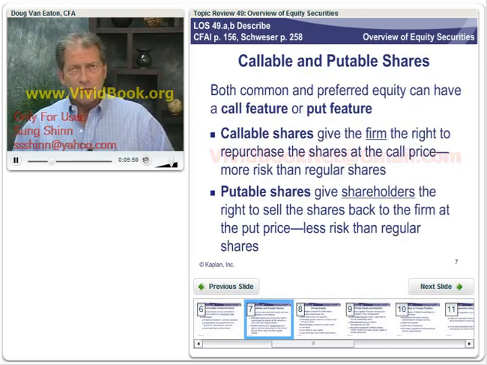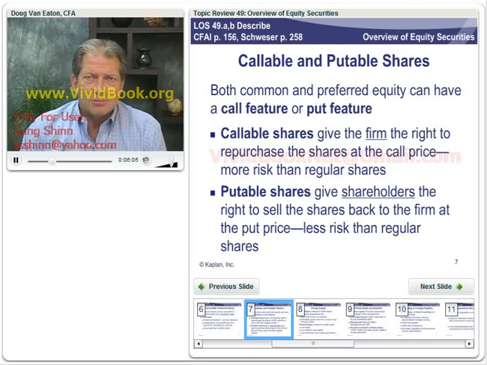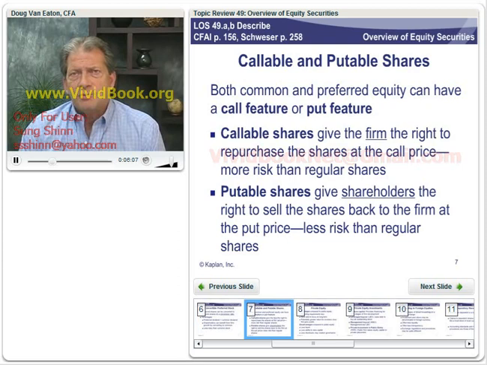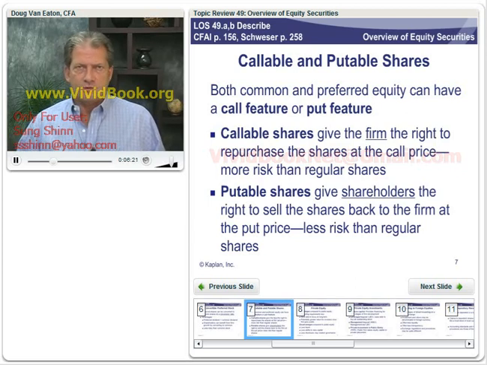Now, some common shares and some preferred shares may be callable or puttable. Now, this is not a terribly great amount of these shares, but they're terms that you should know. And callable means that the firm has a right to call them back in. There is a price at which the firm can say, we're paying you this price, give these shares back. So that's callable shares, and we say they have a call feature.